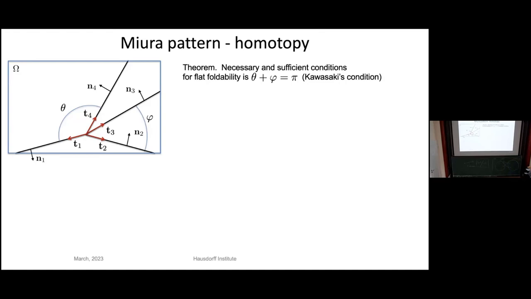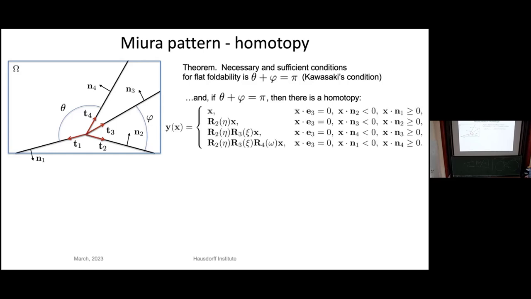So let's suppose that we want to have a full homotopy that takes flat to flat. So we will assume theta plus phi equals pi, and there's theta and there's phi. So we'll assume the necessary and sufficient conditions for flat foldability that we found already. And now how do we build a deformation? First of all, there are no additional conditions needed. So this will always be possible. And it goes like this.